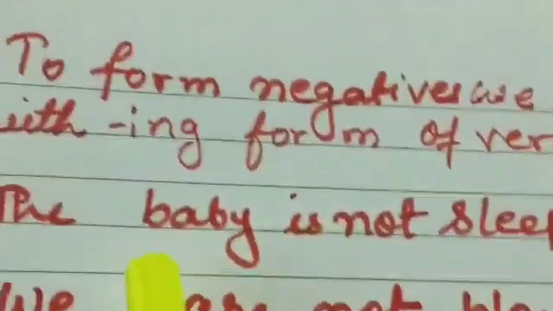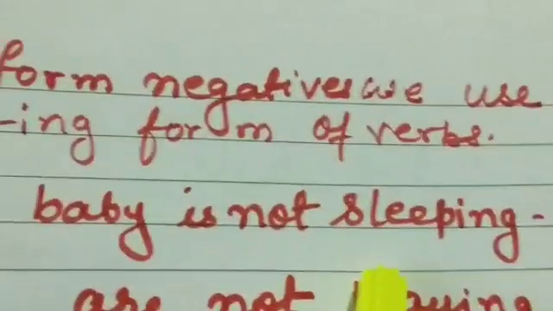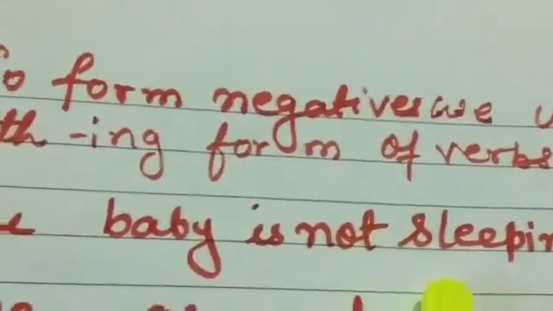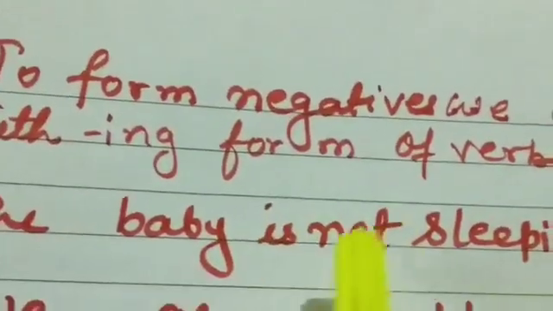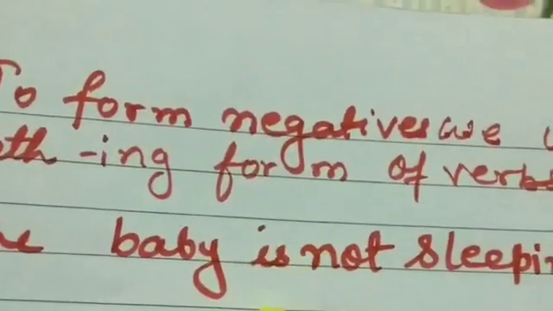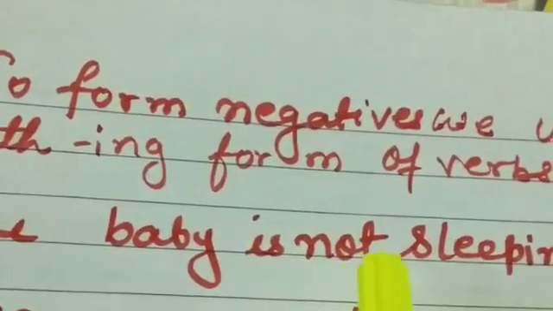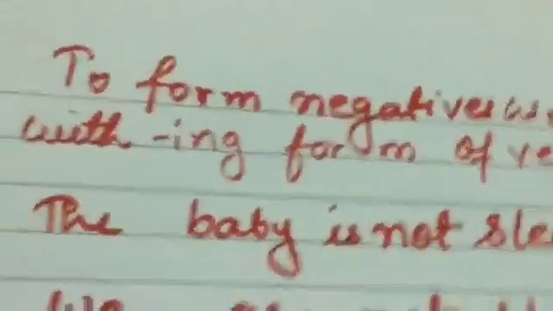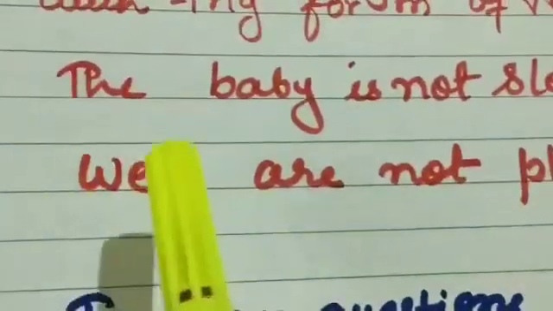So the baby is the subject, and what have we done here? We have used the word not before sleeping. So the baby is not sleeping. That means the baby is awake, and at this time it is not sleeping. So we have used not to indicate the negative in this sentence, before the word sleeping. Now let's see the second one.